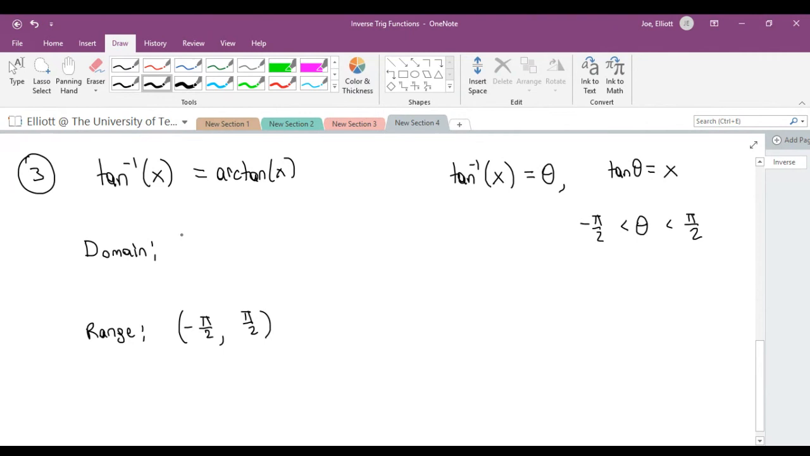Now for the domain of the inverse tangent function, its domain is going to be all real numbers. And that's because the range of tangent was all real numbers. So that changes into the domain for the inverse function, okay? It might be useful to see just a little picture of a graph next to each of them. So for arctangent, this is what its graph is going to look like.